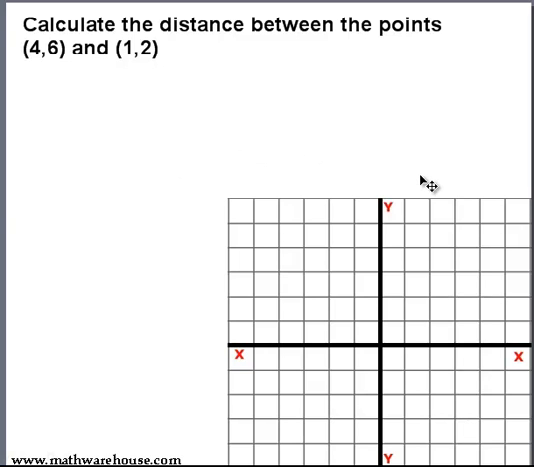So, calculating the distance between 2 points is going to boil down to basically being the Pythagorean Theorem. And before we look at the formula itself, let's plot these 2 points and look at what we're trying to find. Let's plot the point (4, 6). 1, 2, 3, 4, 6.